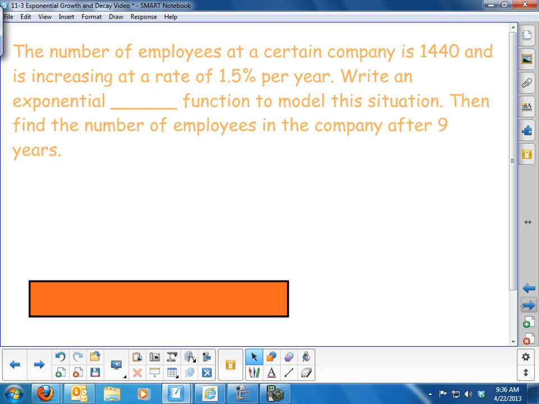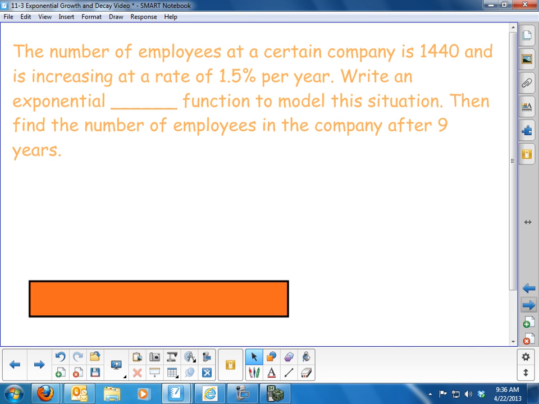One more example. The number of employees at a certain company is 1,440 and is increasing at a rate of 1.5% per year. Write an exponential function. Are we going to fill in that line with growth or decay? That's what I want you to figure out. We're going to write an exponential function to model the situation, and then find the number of employees in the company after 9 years. So keywords.